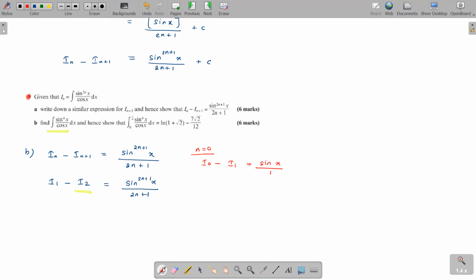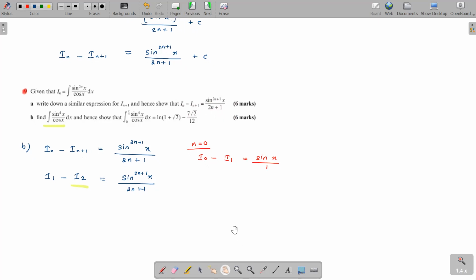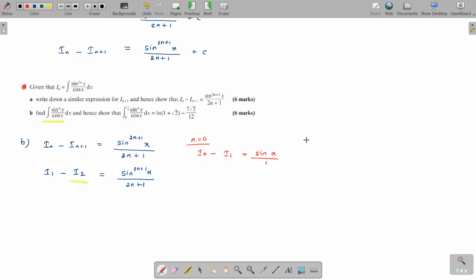So I0 I think we can easily find, right? Who is I0? Integration of sine to the power 0x over cos x. So integration of 1 over cos x, which is integration of sec x. This is given in your formula book. Integration of sec x is given in your formula book. Check the formula book in the P3 or in the P4 section. It's there. Check there. It's given.